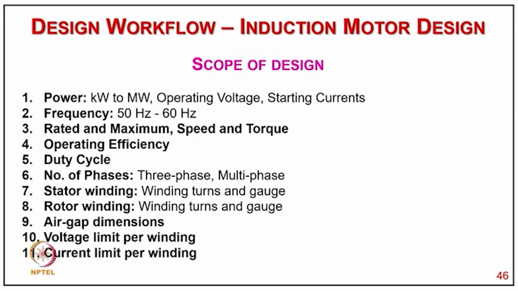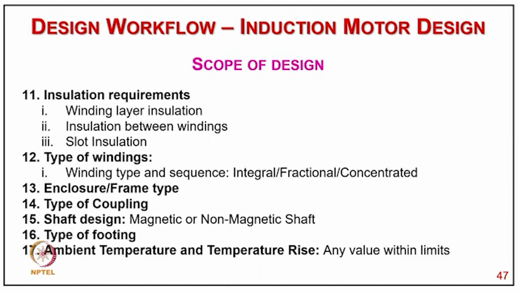Then we have the rated and maximum speed and torque, and then operating frequency, duty cycle, and the number of phases, which may be 3 or multi-phase. Then the stator winding turns and gauge, rotor winding turns and gauge, air gap dimensions, voltage limit for winding, and current limit for winding. These are some of the typical specifications and constraints.